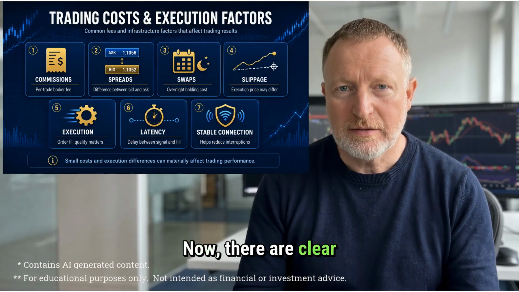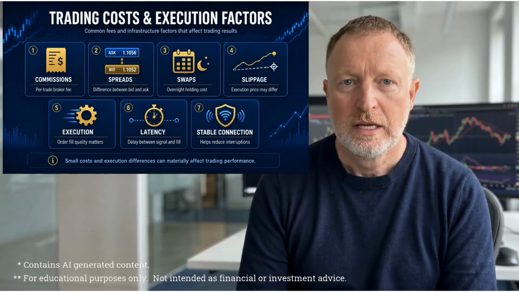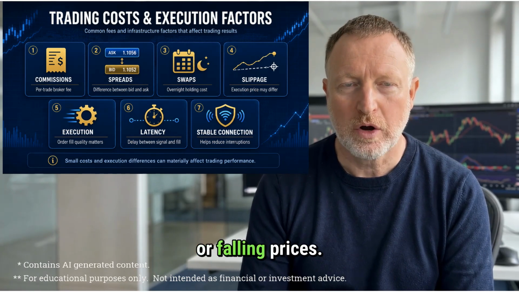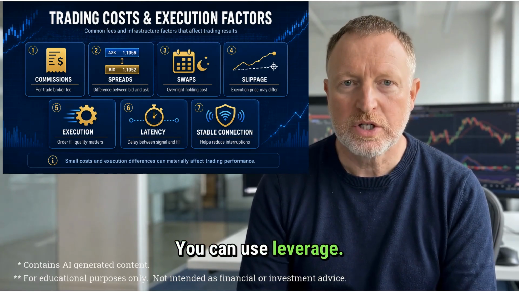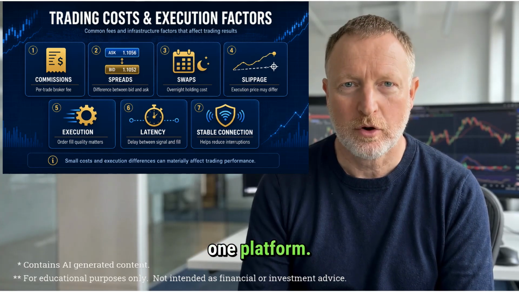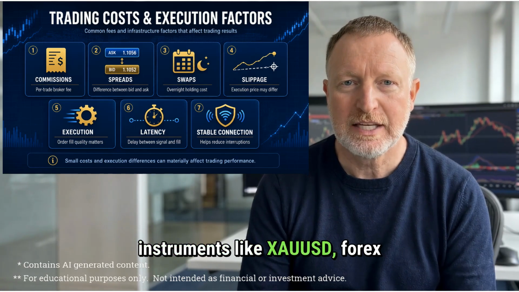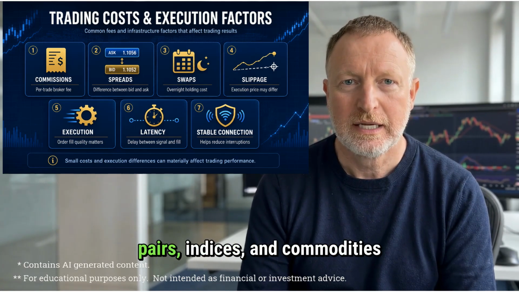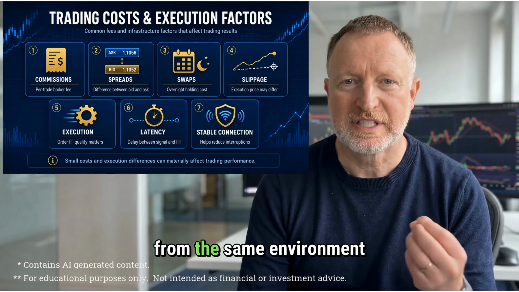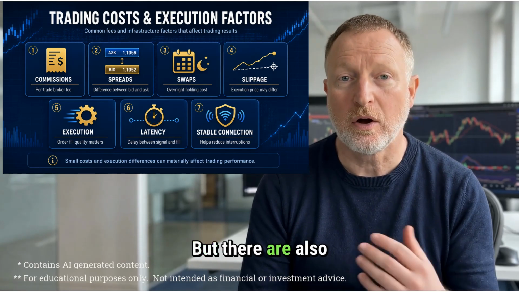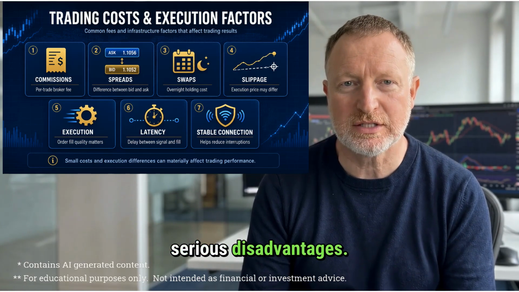Now, there are clear advantages to CFD trading. You get access to multiple global markets. You can trade rising or falling prices. You can use leverage. You can trade from one platform. And for active traders, the ability to trade instruments like XAU-USD, forex pairs, indices, and commodities from the same environment is incredibly convenient.